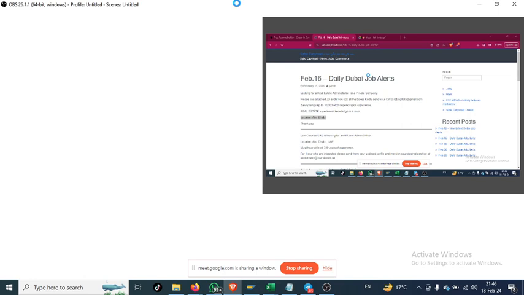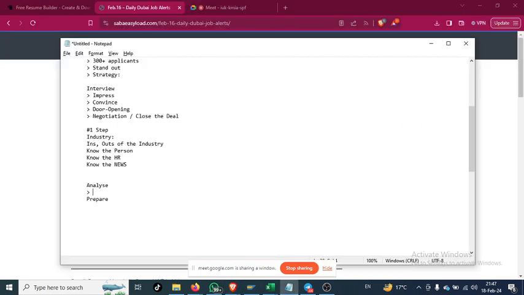The job description says the salary is about 10,000. So what have we analyzed? It's in Abu Dhabi. Salary is 10,000, and the job nature is real estate administrator.